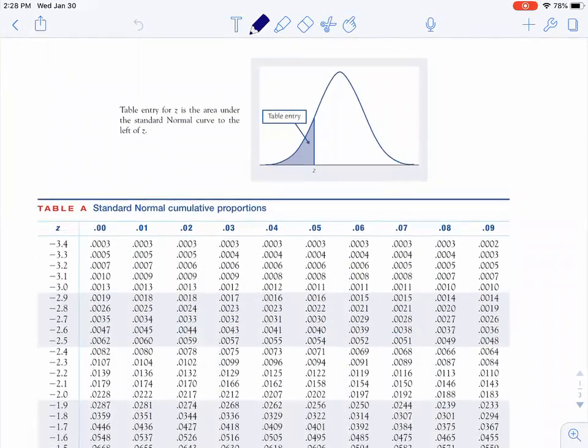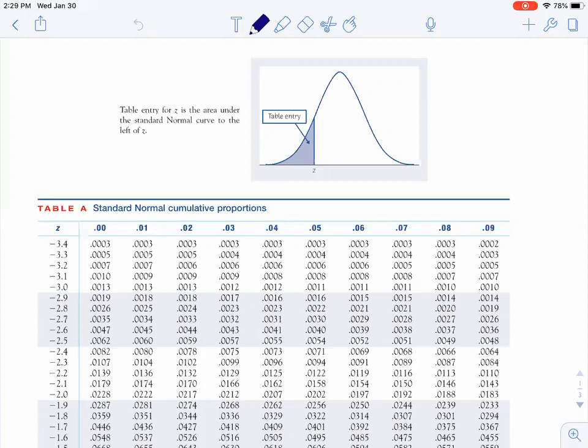So, table A, I'll just call it the Z table. You've got Z's here. Instead of just having cutoffs at -1, -2, -3, which we had, it's moving in increments of the second decimal place, the hundredths. So it can get really nitty gritty.